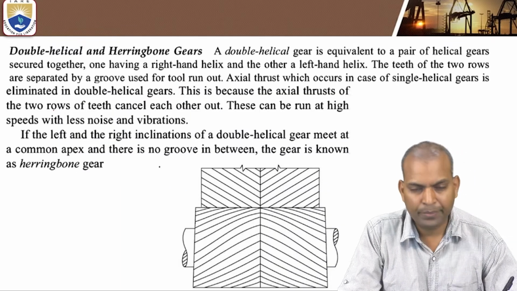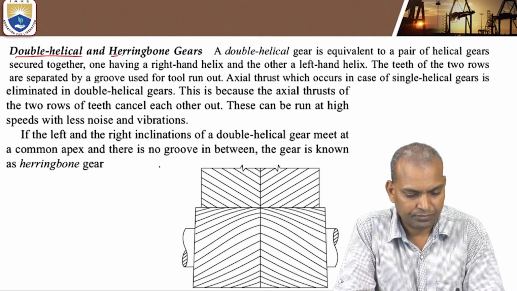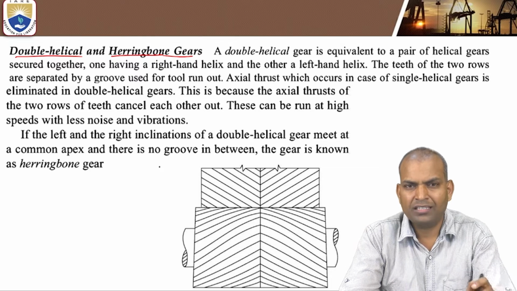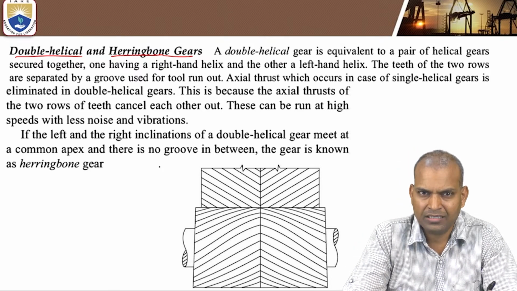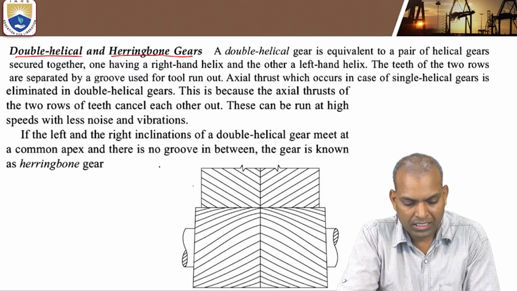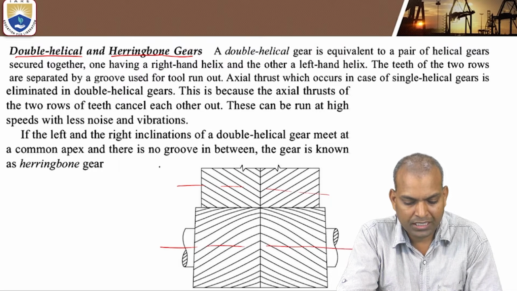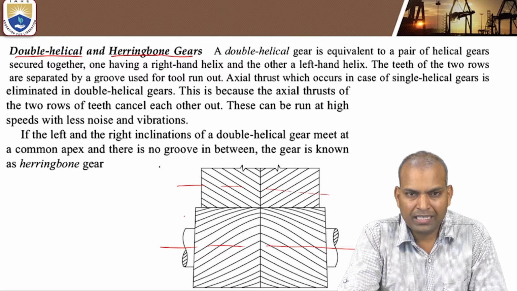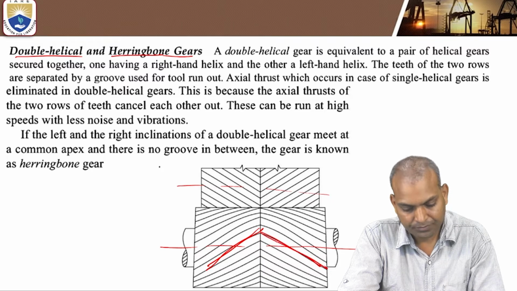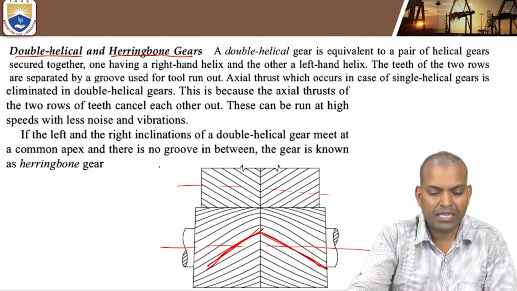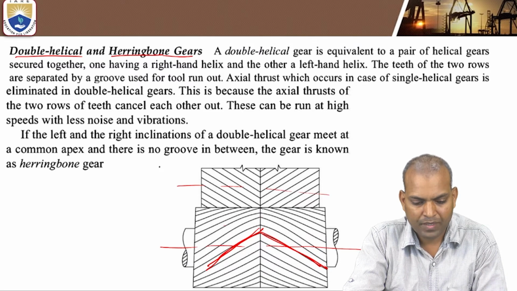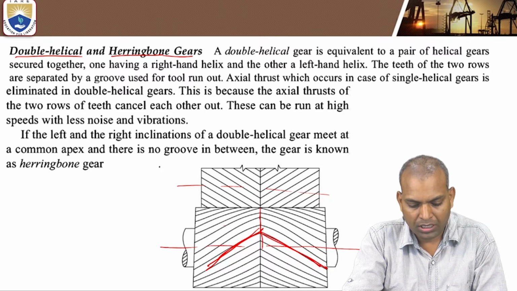The next one is called double helical or herringbone gears. Before, you have seen single helical; there is no need to say single helical gear, it is just a helical gear. But if you have a double helical, it also comes under the category of parallel shafts. A double helical gear is equivalent to a pair of two helical gears having opposite directions of helical teeth. These two mating gears are separated by a groove, a run out groove.